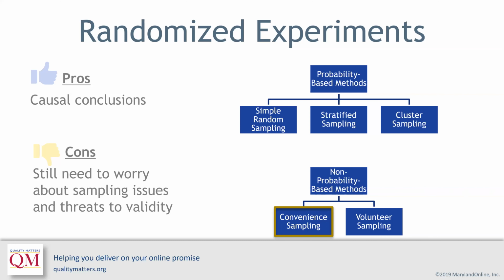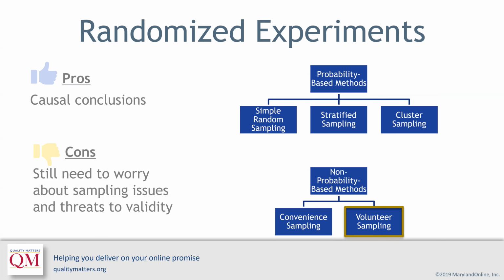Convenience sampling is really common in educational research. You might also hear this called opportunity sampling or accidental sampling. It's when you obtain a sample that is just readily available to you. For example, you may not have access to all of the students at your institution, but you know a few instructors and you get them to agree to let you collect data from their sections.